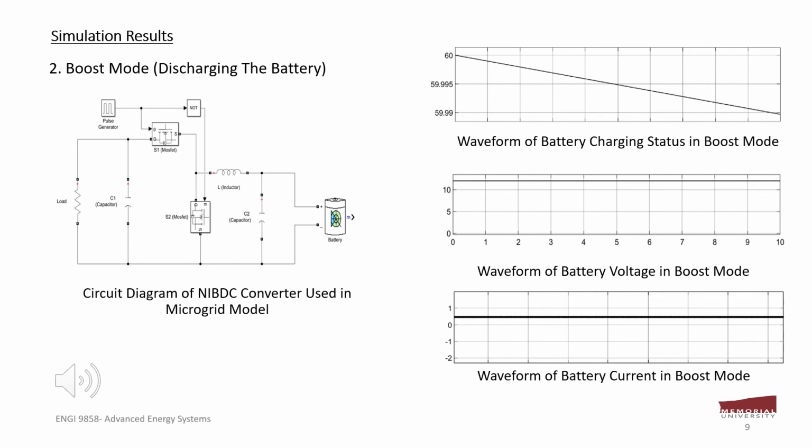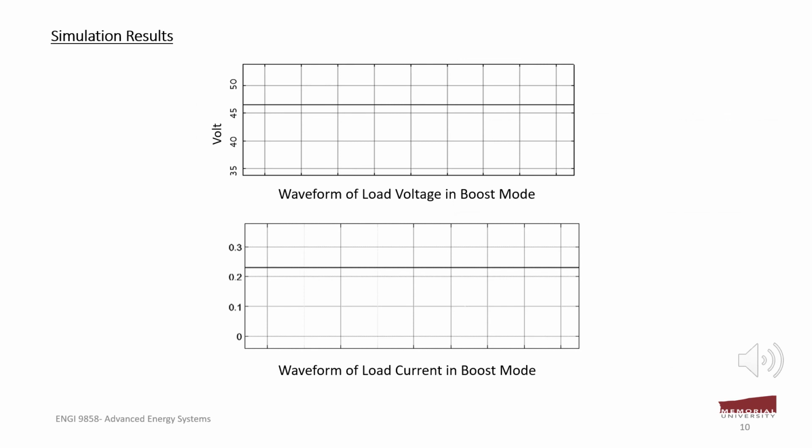Similar to the previous slide, the respective waveforms of battery charge status, voltage, and current are shown on the right side of this slide. These waveforms illustrate that the downward slope of SOC and positive value of current indicate that the charge status of the battery is decreasing. This slide shows the load voltage and current waveforms during the discharging mode.